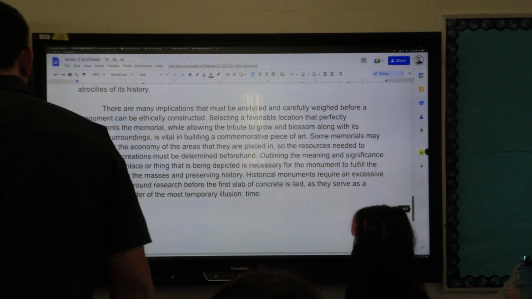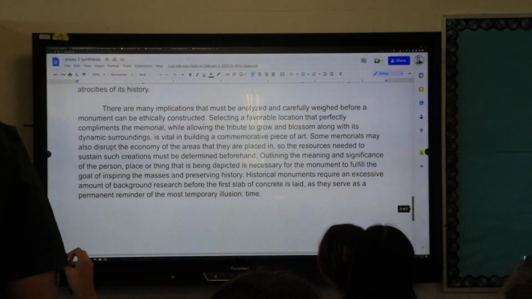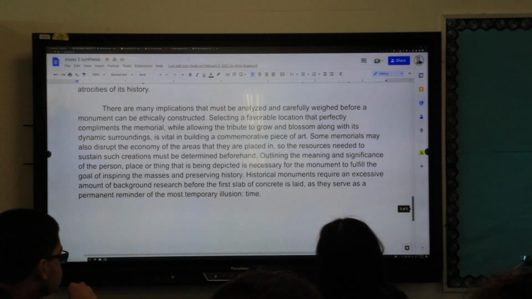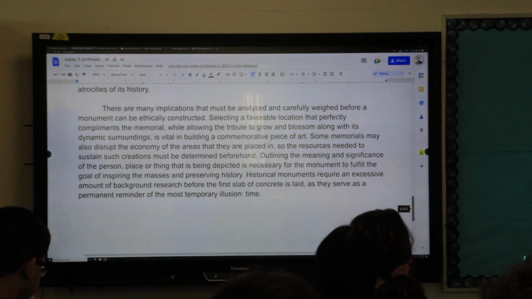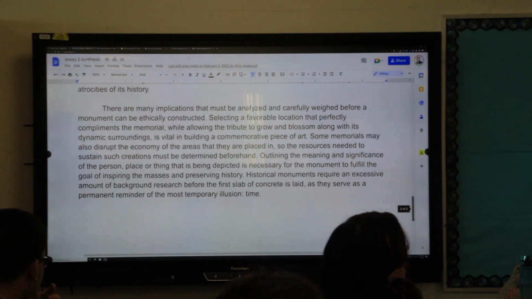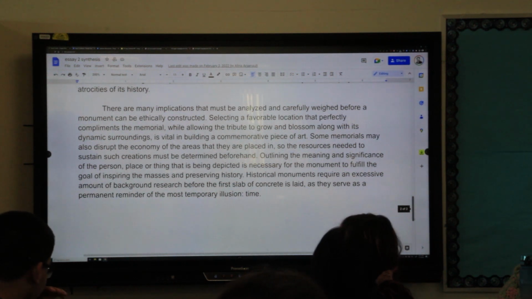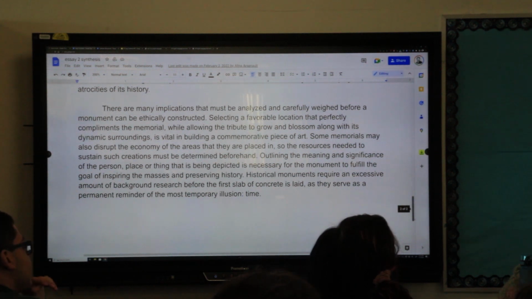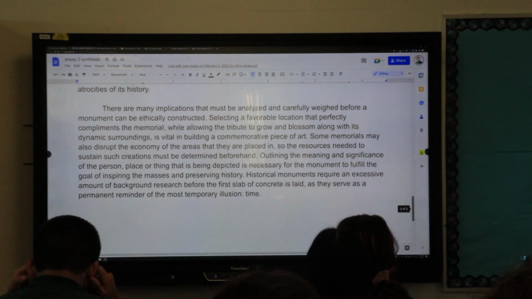Rosie? Good, Rosie. There are many implications that must be analyzed and carefully weighed before a monument can be ethically constructed. Selecting a favorable location that perfectly complements the memorial while allowing the tribute to grow and blossom along with its dynamic surroundings is vital in building a commemorative piece of art.